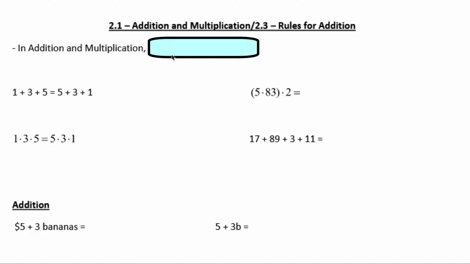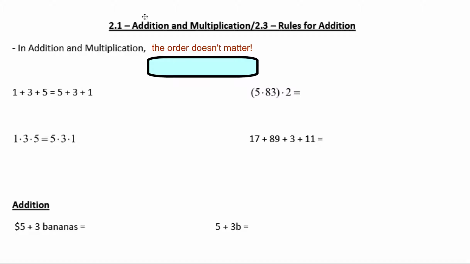So at the beginning of chapter 2, we start off by talking about some general rules when it comes to multiplication and addition. In both addition and multiplication, something that we know is true is that the order doesn't matter, and there's a name for that, the distributive property of multiplication and division.